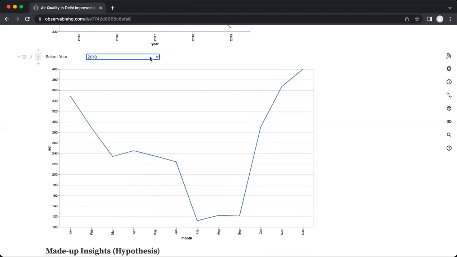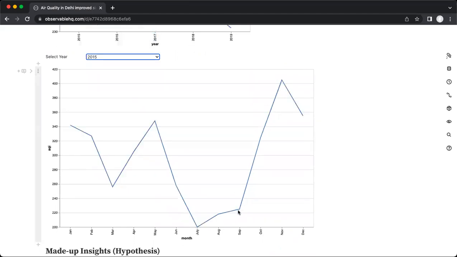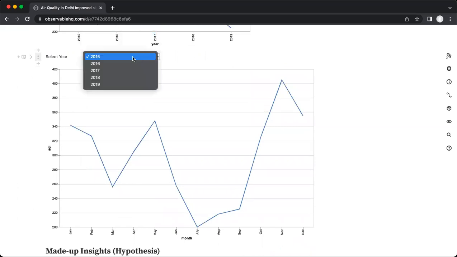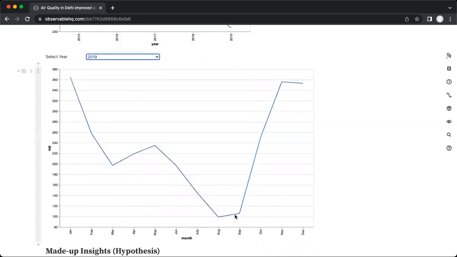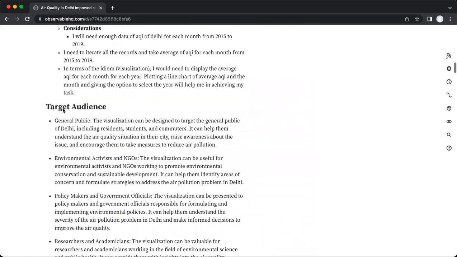But in every year from 2015 to 2019, there has been a sudden spike from September to October. After September, the AQI increased significantly in almost every year, and the months of November, December, and January recorded the highest AQI. So the air quality was the most harmful in November, December, and January.